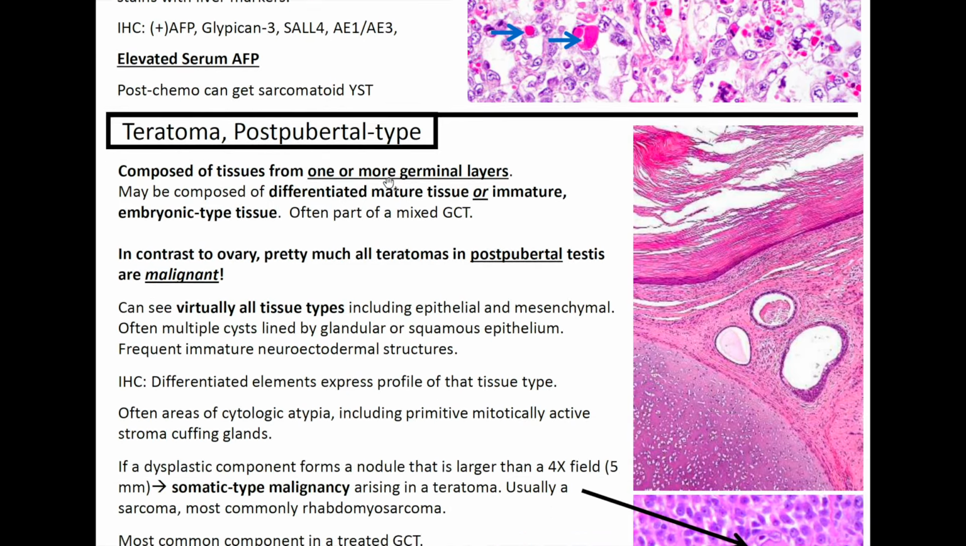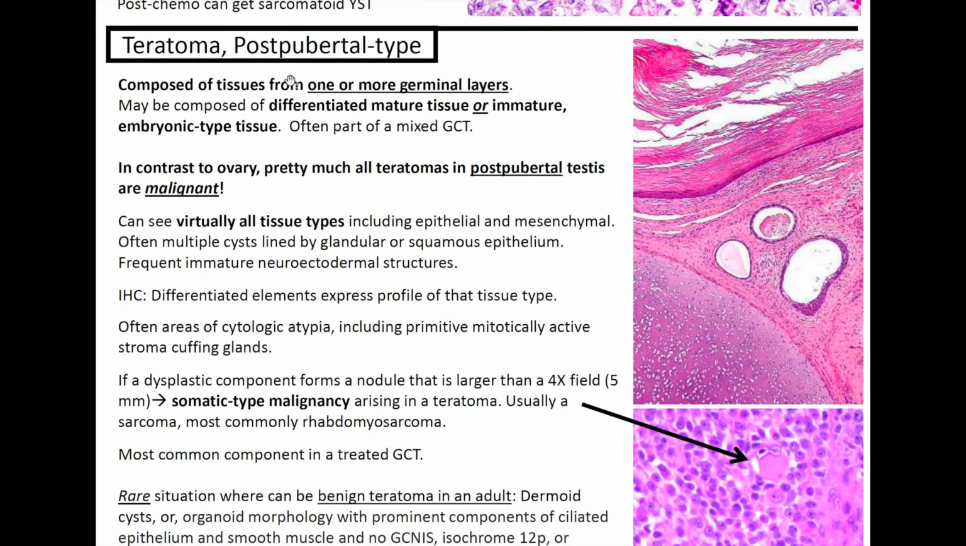Next entity, we have teratoma, postpubertal type. So this is composed of tissues from one or more germinal layers, may be composed of differentiated mature tissue or immature embryonic type tissue. It's often part of a mixed germ cell tumor. So in contrast to the ovary, pretty much all teratomas in postpubertal testes are malignant. You can see virtually all tissue types, including epithelial and mesenchymal, and it's often multiple cysts lined by glandular or squamous epithelium with frequent immature neuroectodermal structures.